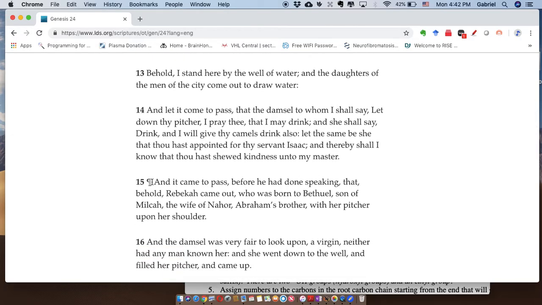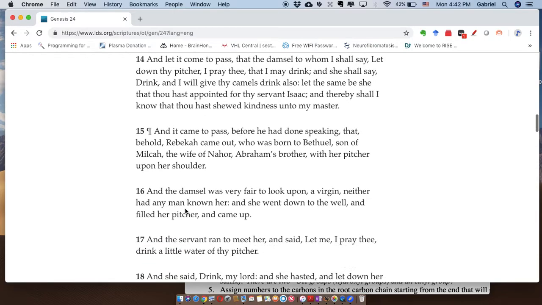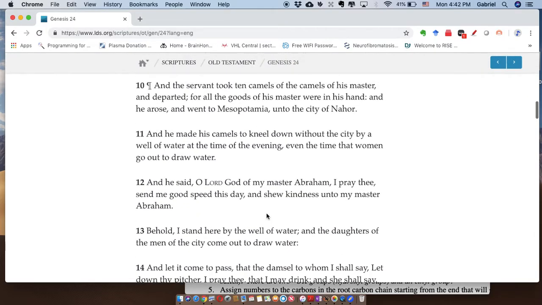And look at this, verse 15, and it came to pass that before he had done speaking, that behold, Rebekah came out, who was born to Bethuel, son of Milcah, the wife of Nahor, Abraham's brother, with her pitcher upon her shoulder. And the damsel was very fair to look upon, virgin, neither had any man known her. And she went down to the well, and filled her pitcher, and came up. See, isn't that really cool?